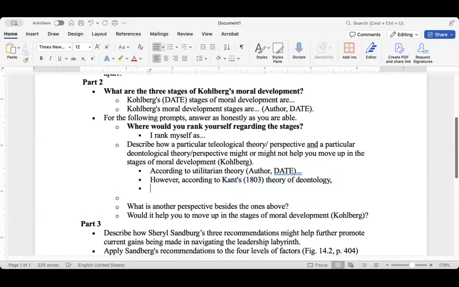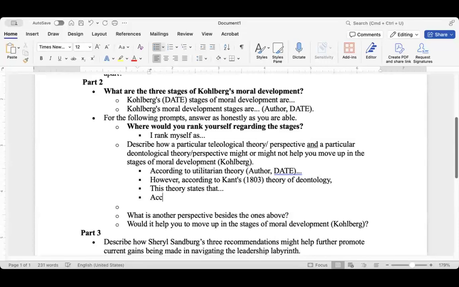Now, once you've identified it, then you don't need to have Kant 1803 and everything, so long as it's clear that you're referring to the same thing. So if you follow that up with a sentence that says, this theory states that, or a precept of this deontological theory, it is obvious from the writing that you're referring to the same thing.